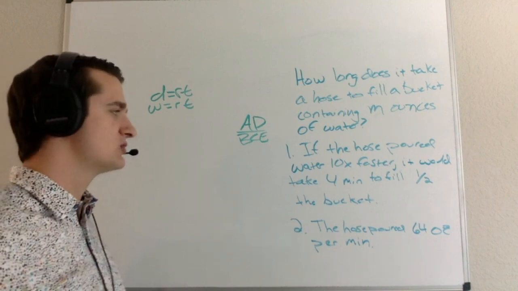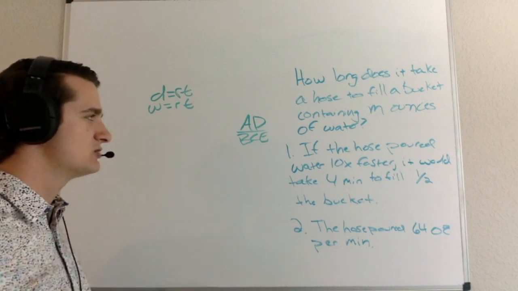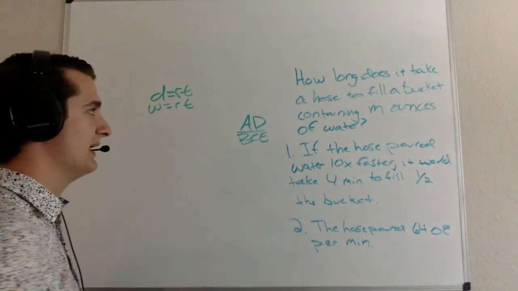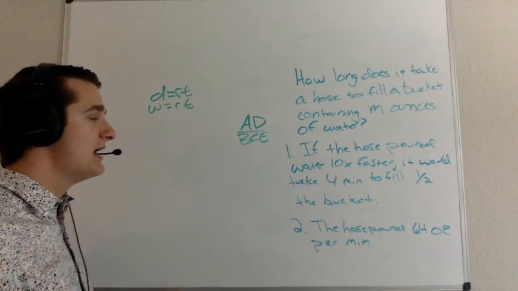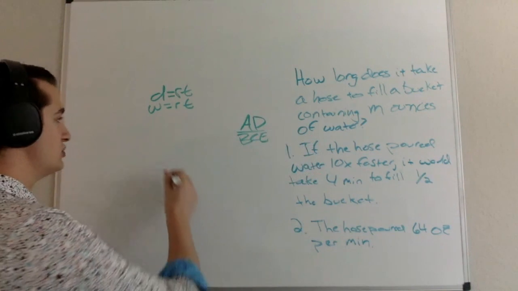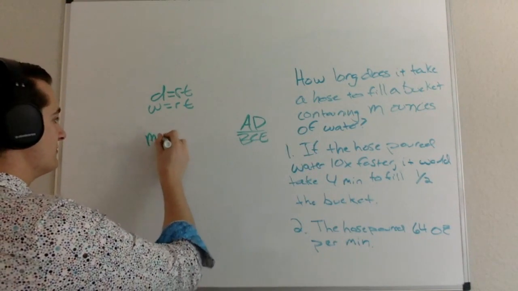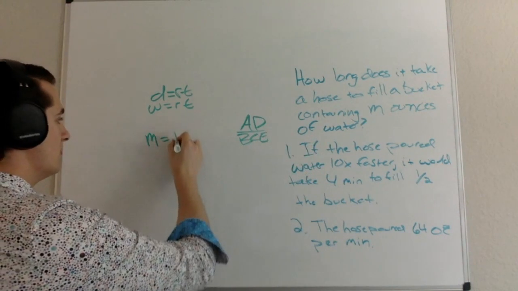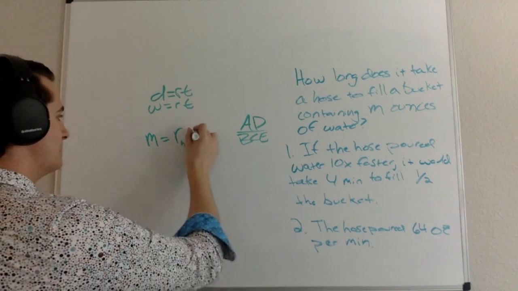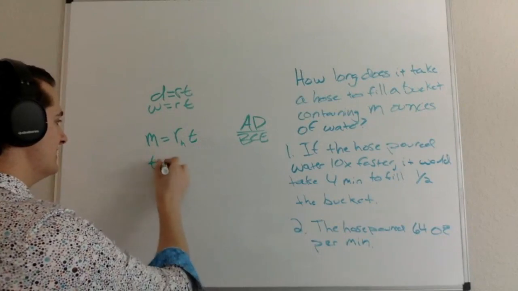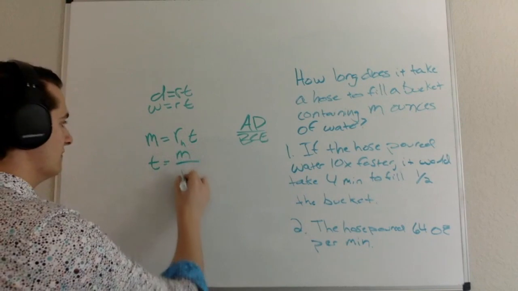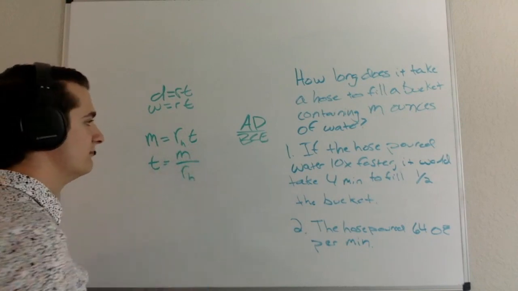And so what I'm going to try and do is organize that information in some form like this. But before I do that, I know from the question that m ounces is equal to the rate, and I'm going to put sub h for the rate of the hose, times t, and I'm trying to determine what t is. So t is going to be equal to m ounces over the rate of the hose.